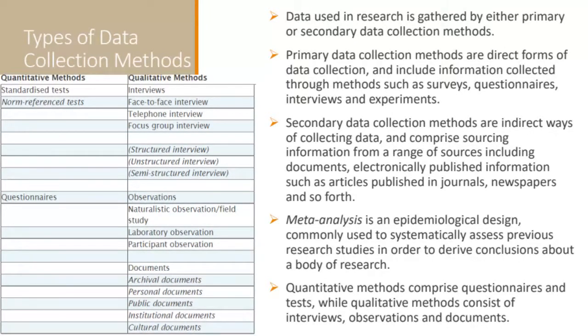Okay, so we can collect data directly from the sources, like through surveys and questionnaires, or we can collect data a secondary way through sourcing information from other sources like documents. Okay, and meta-analysis is used to assess previous research studies. That's what we spoke about, to get conclusions. Quantitative methods comprise questionnaires and tests, while qualitative methods consist of interviews, observations, and documents. All right, so those are the different types of collecting data, depending on which research approach you are using.